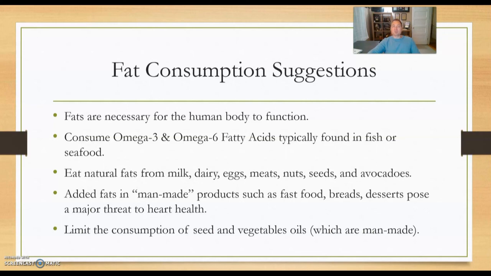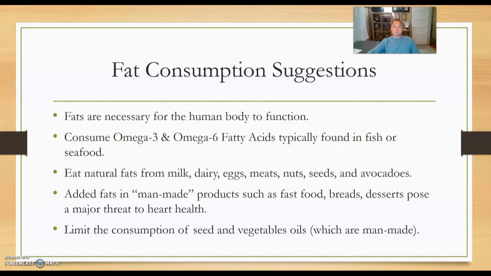Added fats in man-made products, that's the biggest one: fast food, breads, desserts, they pose the major threat to heart health. Not the animal products, not the steak, not the chicken. It's the added oils on top of the saturated fat. It's the added sugar on top of the saturated fat that cause issues.